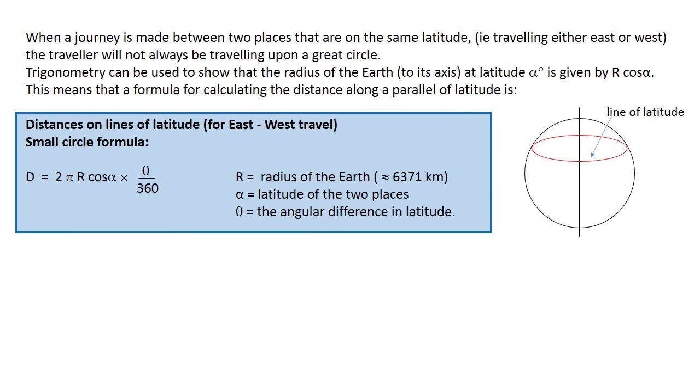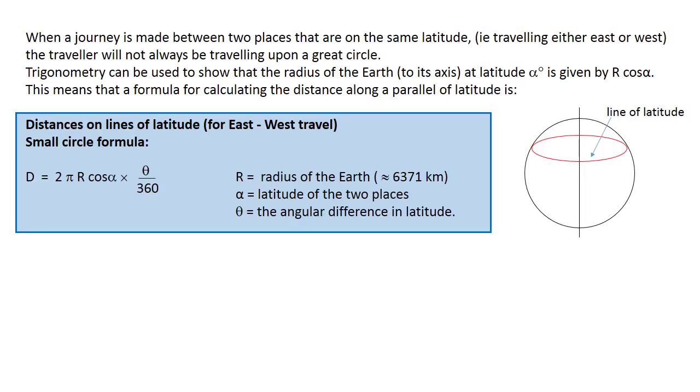This video is about distances on lines of latitude. When a journey is made between two places that are on the same latitude, that is, travelling either east or west, the traveller will not always be travelling on a great circle.